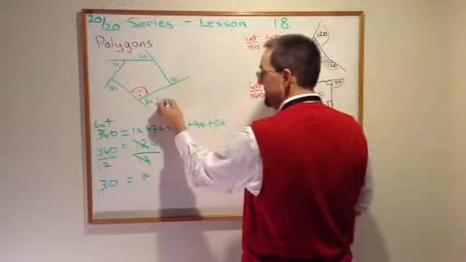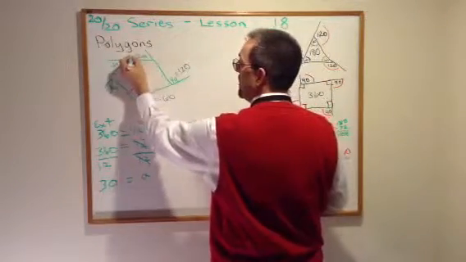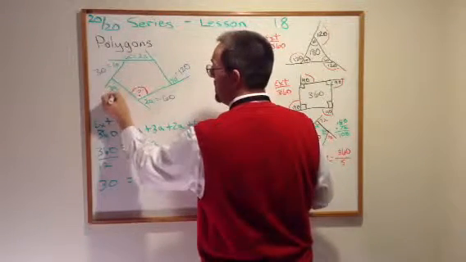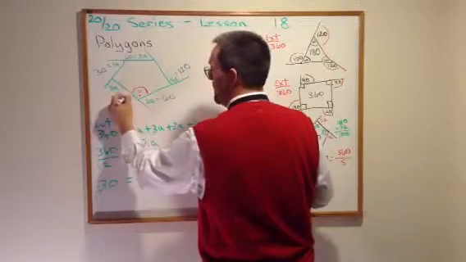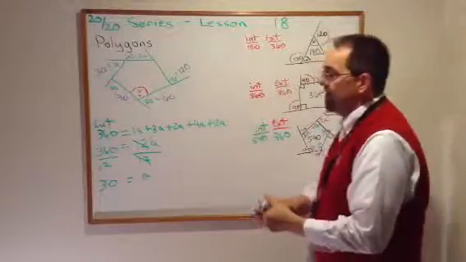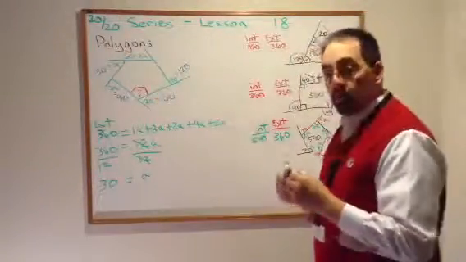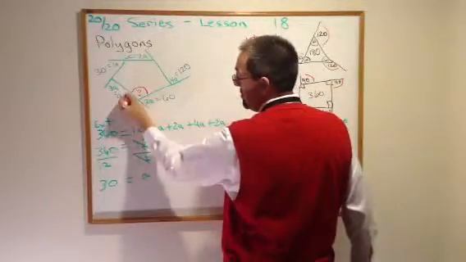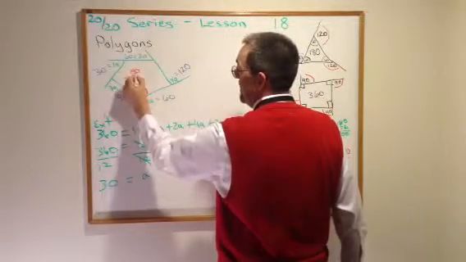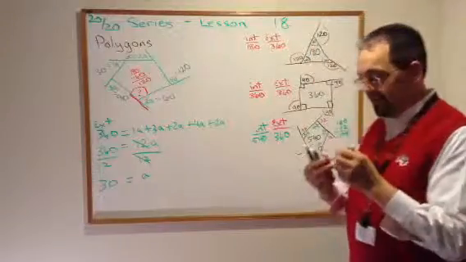2 times 30, 60. 120. 60. 30. 90. And finally, it wanted you to find this interior angle right there. Well, remember, we got a straight line, 180 degrees. So 180 minus the 60 will be 120 degrees.